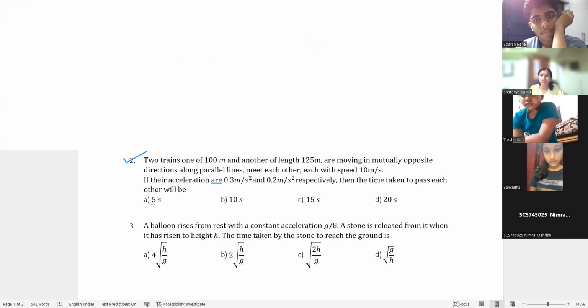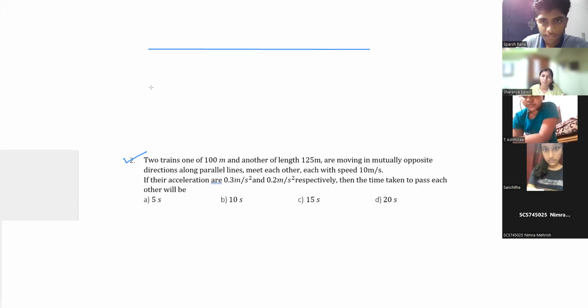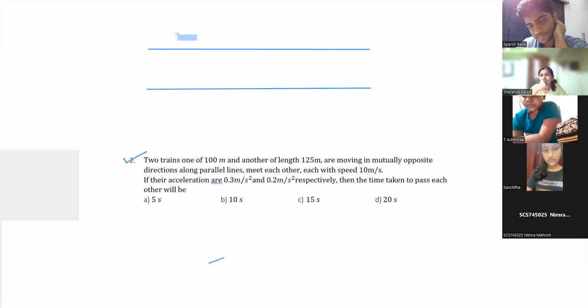So I have this question here with me. Okay, I'll draw the train first. See what I will do. How many of you can figure out that it may be a question of relative motion? All of you can figure it out, right? So now we are doing the same thing. Okay, so this is train number 1 and this is train number 2.